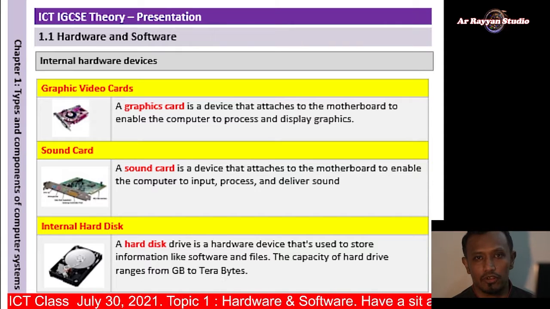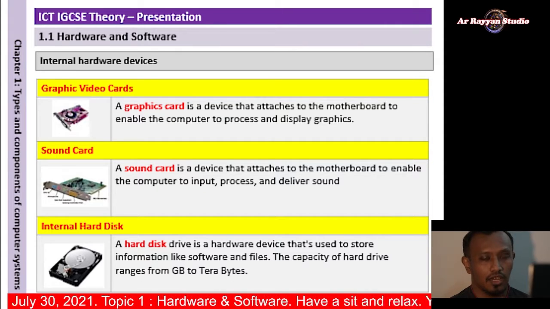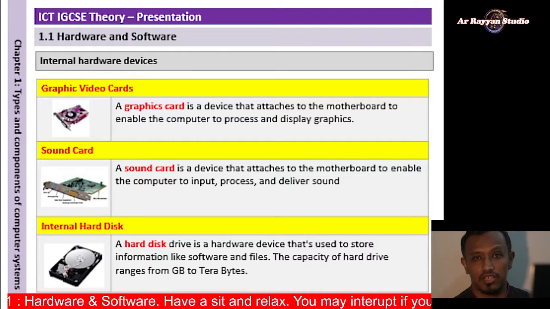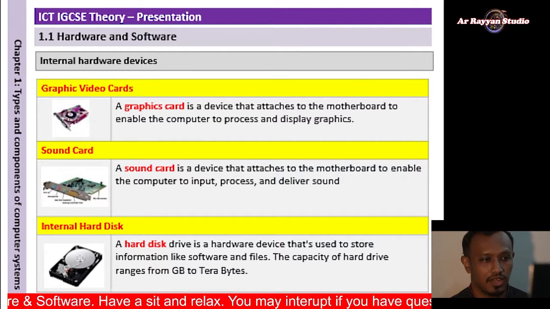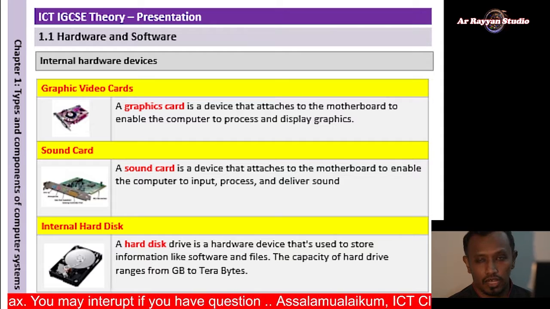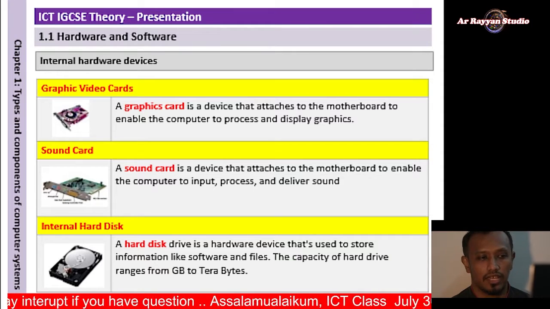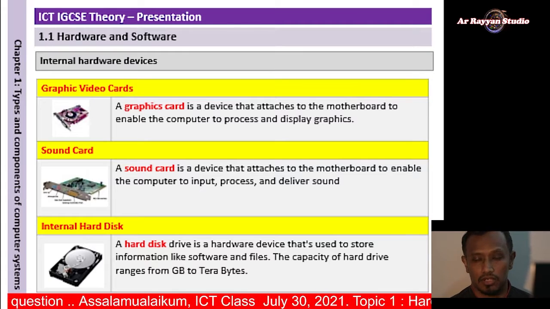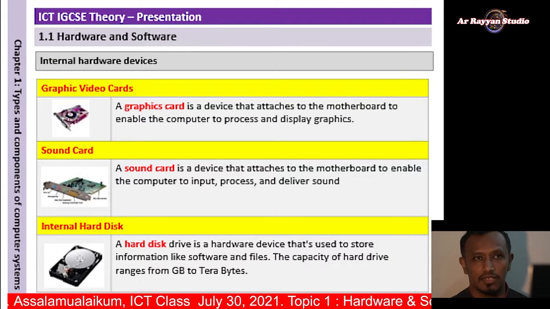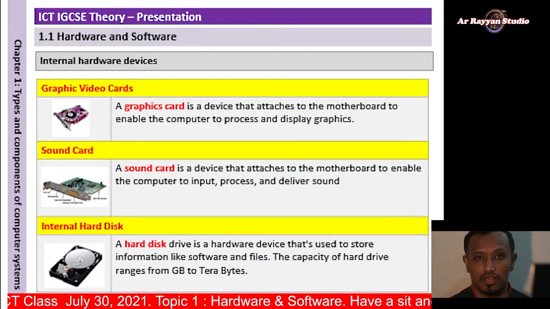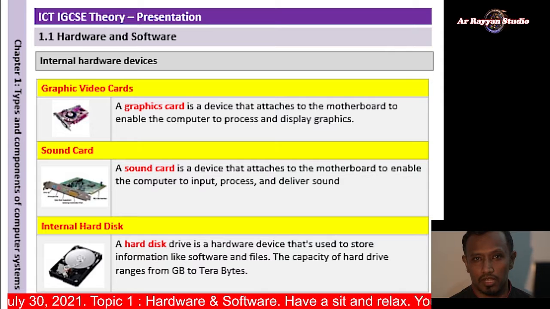Right, next we have the internal hard disk. As I said before, sometimes we call it secondary memory or secondary storage, right? A hard disk drive is a device used to store information like software and files. The capacity of a hard drive ranges from gigabytes to terabytes. I think the maximum for normal PC users is around 1 to 2 terabytes.